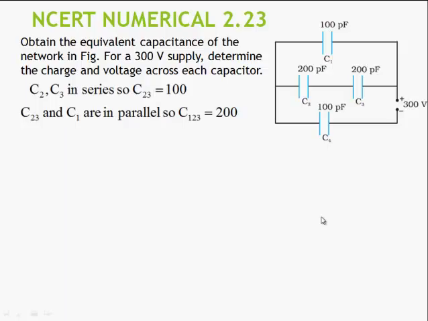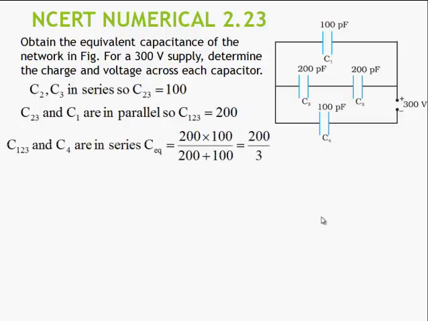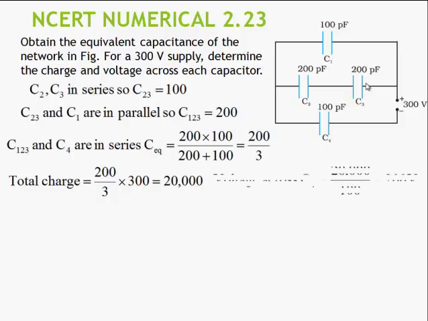That's what I have done. So C1 to 3 is 200. So C1 to 3 and C4 are in series, the net is 200 by 3. The important thing is, now we have the net equivalent capacitance. We should find the net charge. Net charge is 20,000. Now this charge will appear in all the series combination, which is this and the combination of this. That means C4 has got this much charge.